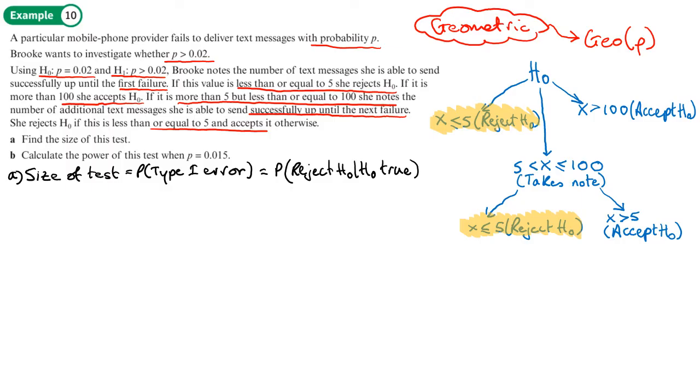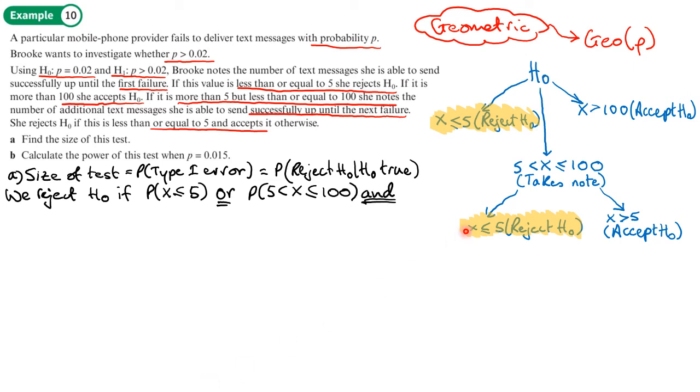Okay, so let's write that down. We reject H0 if the probability of X is less than or equal to 5, that's this bit up here, or the probability of X is between 5 and 100, so the probability of X is greater than 5 and less than or equal to 100, and then there's this bit here, the probability of X is less than or equal to 5.